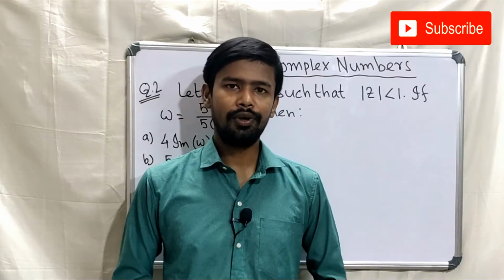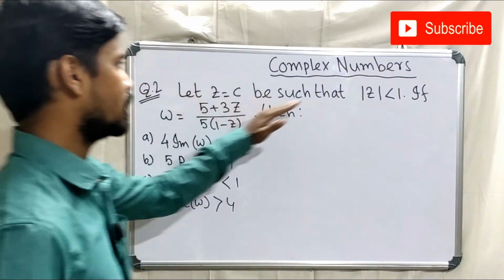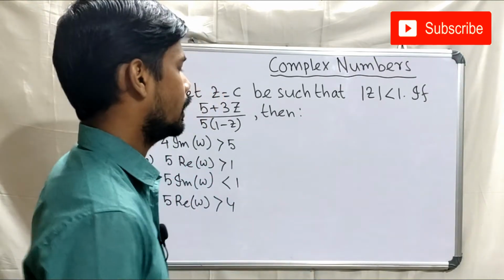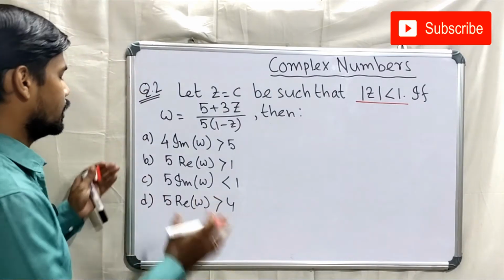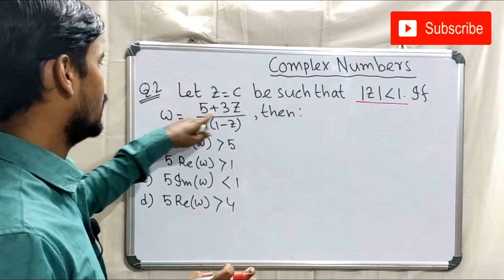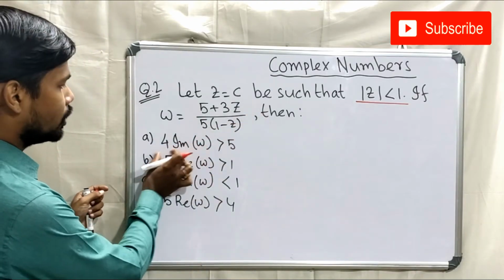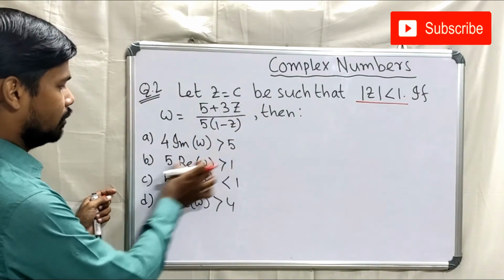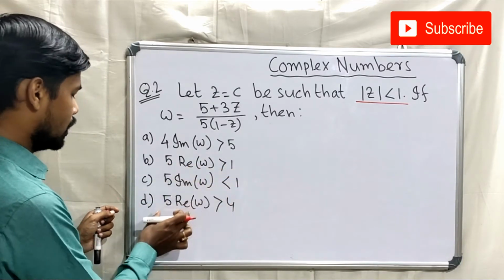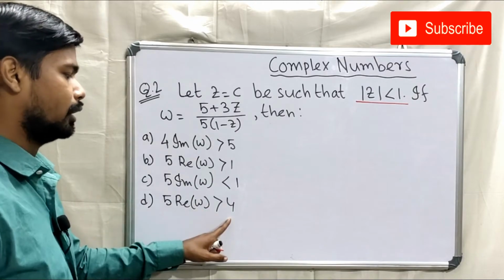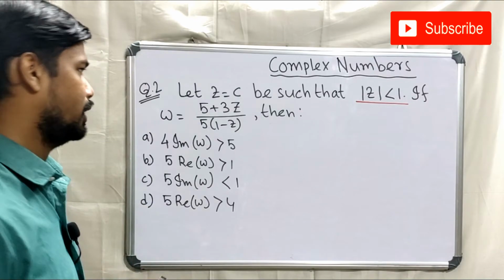Okay, now moving on to the next problem. Problem number 2. Let z belong to C be such that mod z is less than 1. So the modulus of z is less than 1, it is given. If omega equals (5 plus 3z) by (5 into (1 minus z)), then 4 into imaginary part of omega greater than 5, 5 into real part of omega greater than 1, 5 into imaginary part of omega less than 1, 5 into real part of omega greater than 4. Among the 4 options, which option is right? So we have to find it.